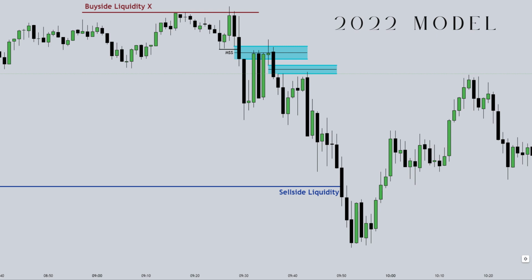Well, here we have the 2022 model setup. As you can see, we first had a liquidity sweep, then a market structure shift with a displacement leg that formed a fair value gap that I used to go short on this example.